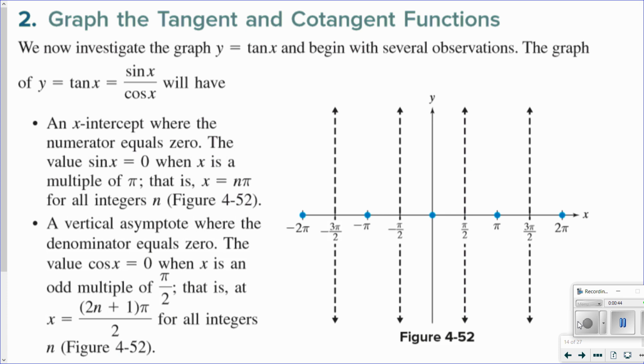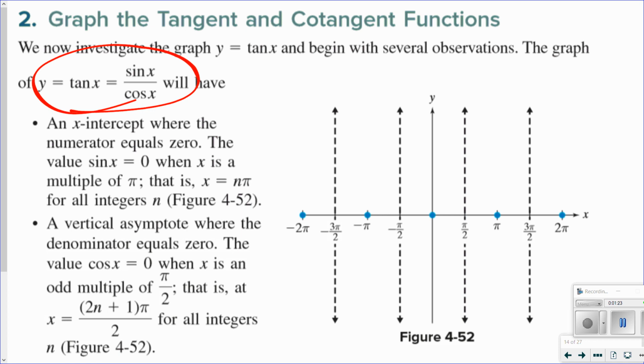Now, something they do have in common with secant and cosecant is that they do have vertical asymptotes because they are fractional functions. Secant and cosecant were reciprocal functions. Cosecant is 1 over sine, and secant is 1 over cosine. So wherever the denominator would equal 0 will be vertical asymptotes. Tangent and cotangent are similar in that they are fractions. Sine over cosine is tangent, and cotangent is cosine over sine. So wherever the denominator equals 0 for these functions, we will get vertical asymptotes.